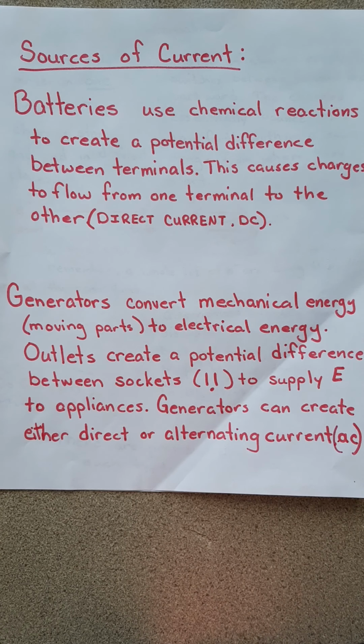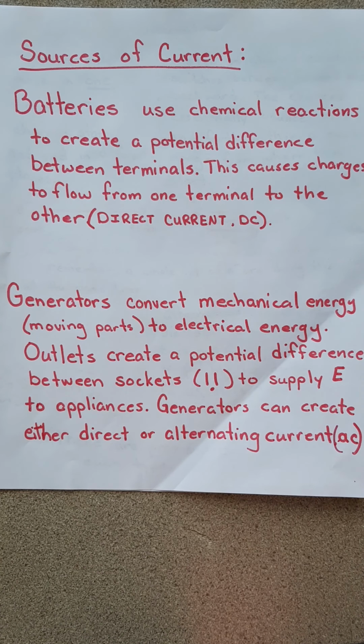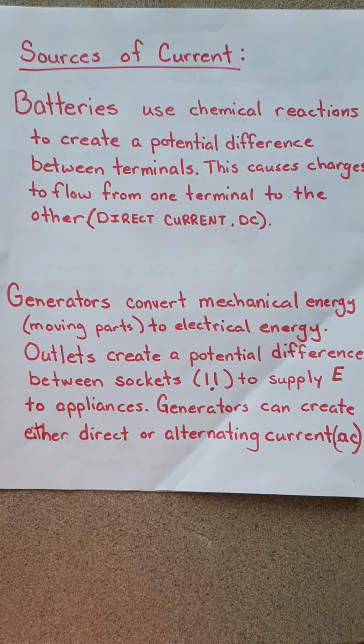You're all very familiar, especially with cell phones and devices. Batteries are sources of electric current. They use chemical reactions to create the potential difference between the terminals. We have the positive and negative sides, and that causes the charges to flow from one terminal to the other. And that creates what's called direct current.